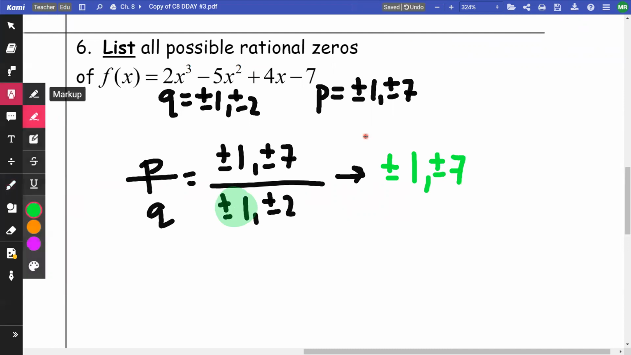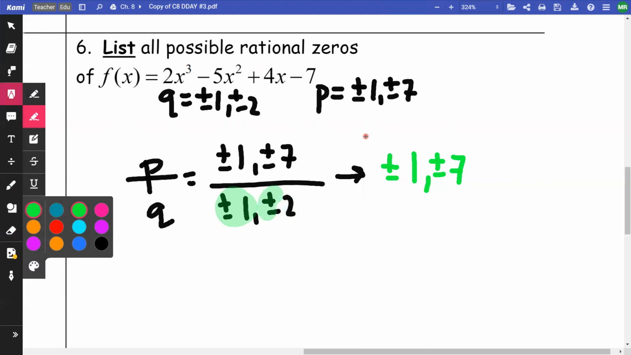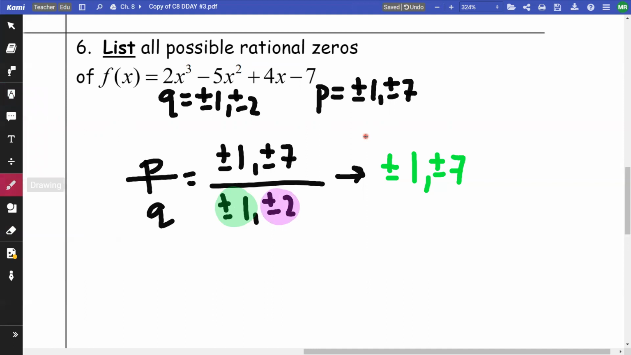Then I'm going to focus on doing it over the 2. So when I do that, again, I'm taking my 1 and 7 over 2. I'm going to get ±1 over 2, ±7 over 2. Those are going to be my possible rational zeros.